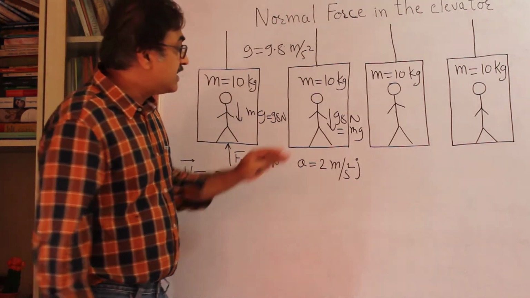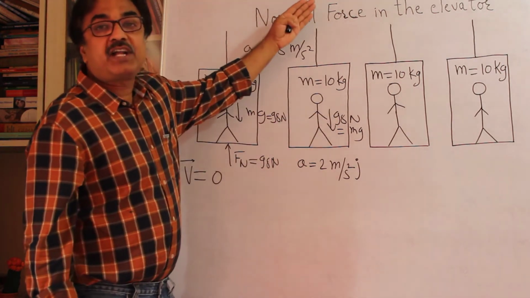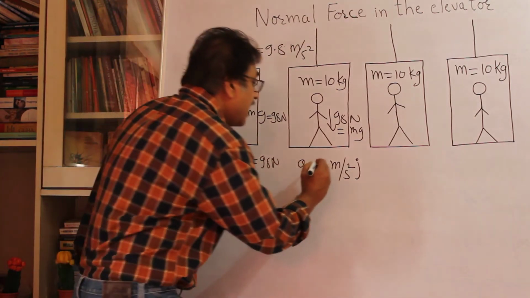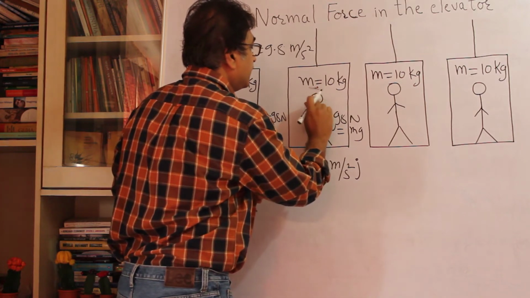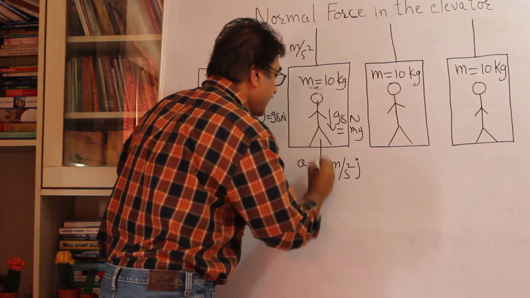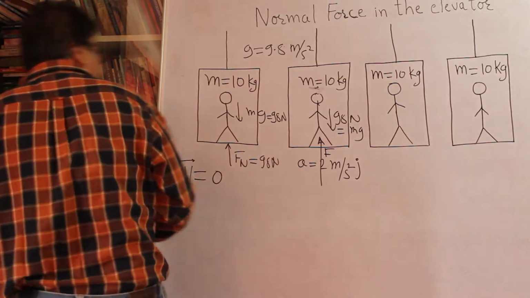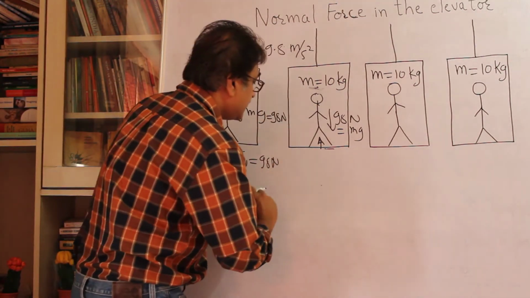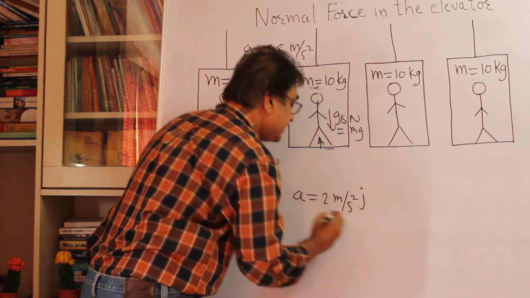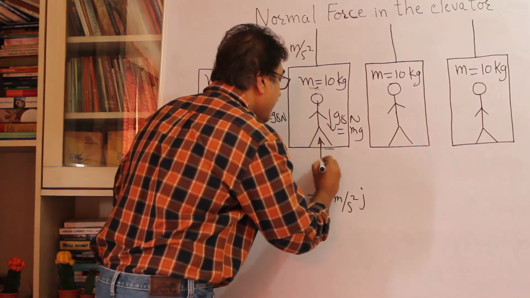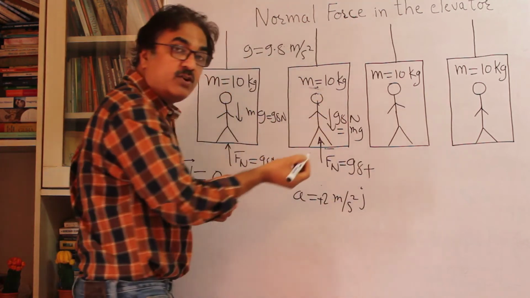That means the upward force has to cancel out this 98 newtons, plus it should add 20 newtons net. That means the upward force, let me call it Fn, right? So this is, I'll write here a is equal to 2 meters per second square in the j direction. This is positive, okay? So Fn has to be 98 plus mass into acceleration.